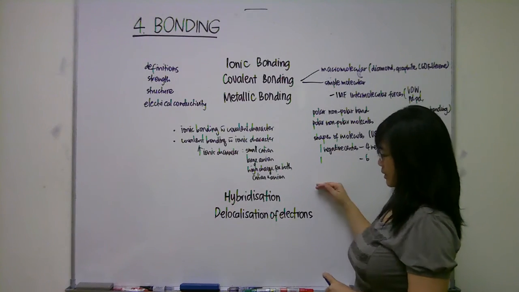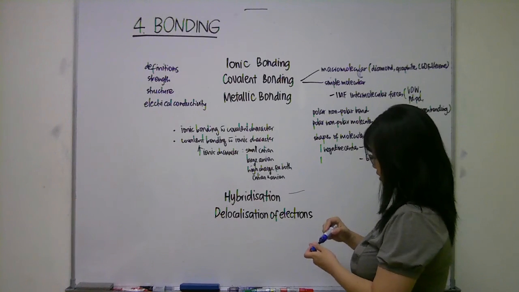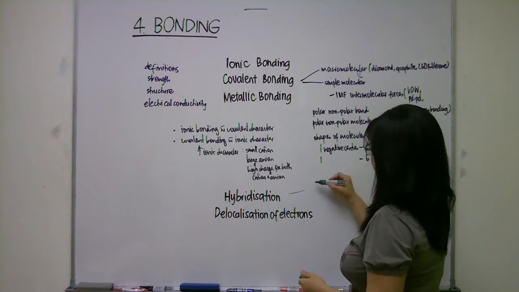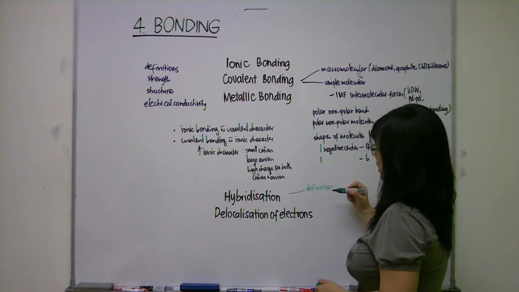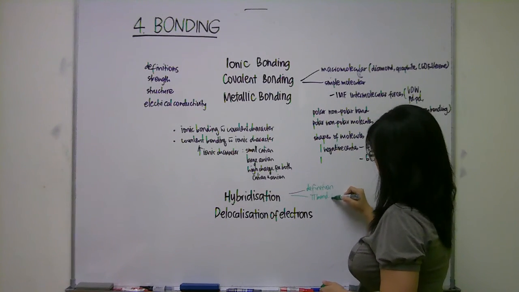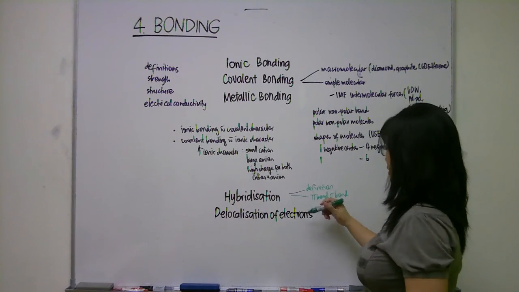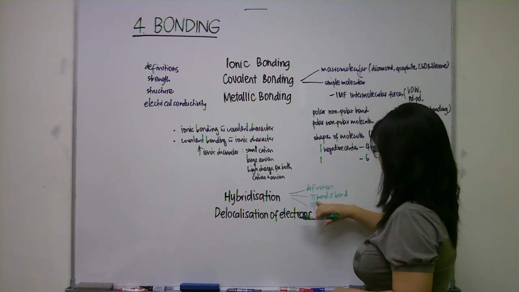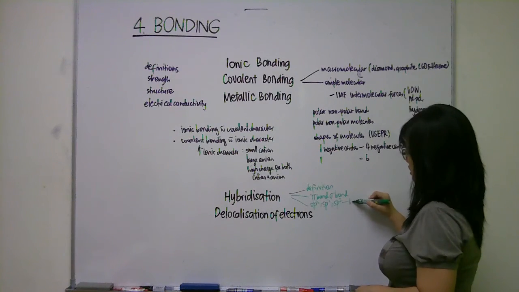And for HL, you need to discuss hybridization and delocalization of electrons. So here you have to discuss the definition, and about pi bond and sigma bond. You need to explain about hybridization and then how you can determine whether you have sp, sp2 or sp3 hybridization.